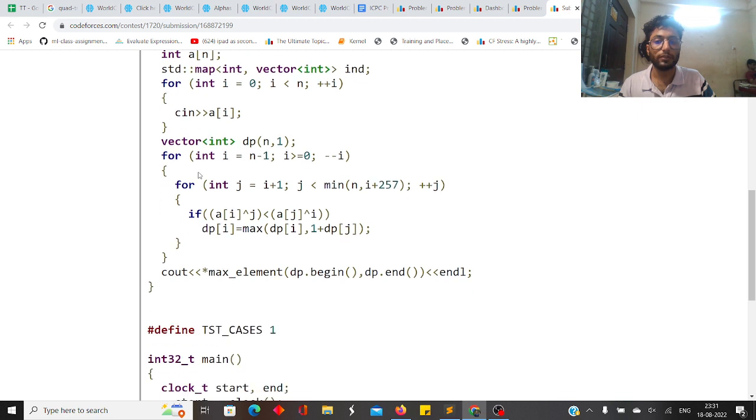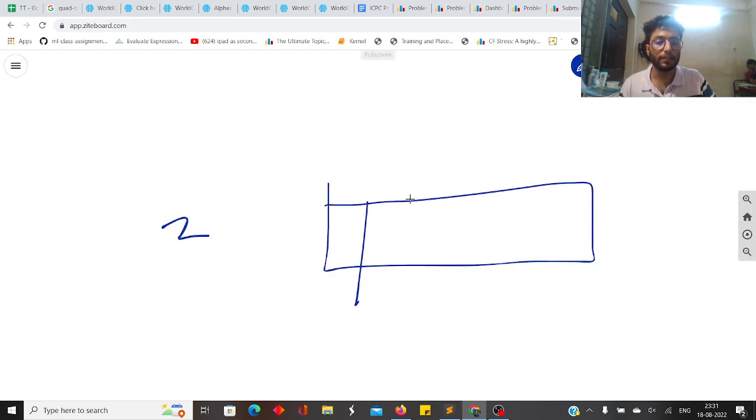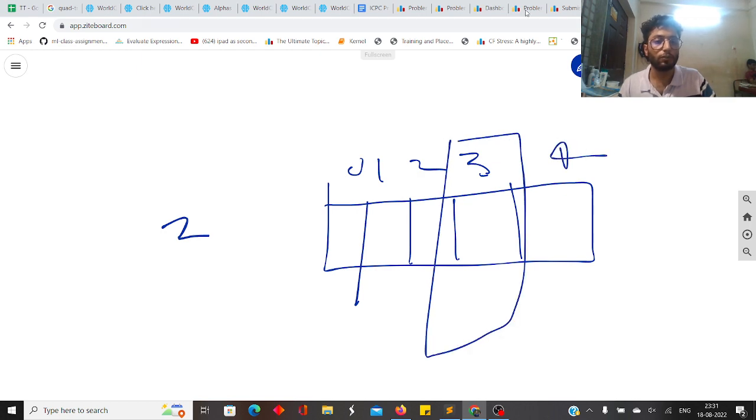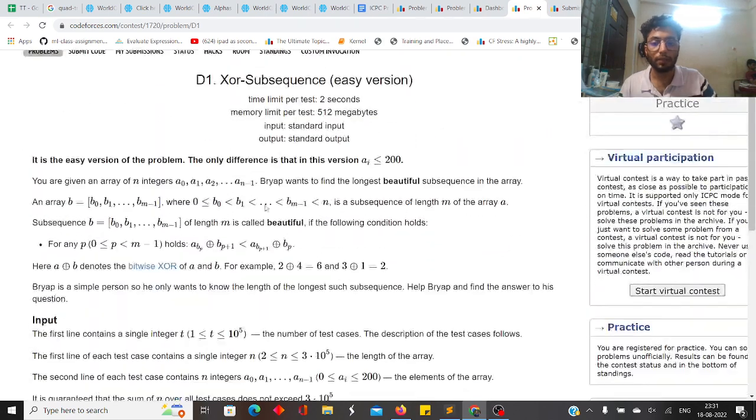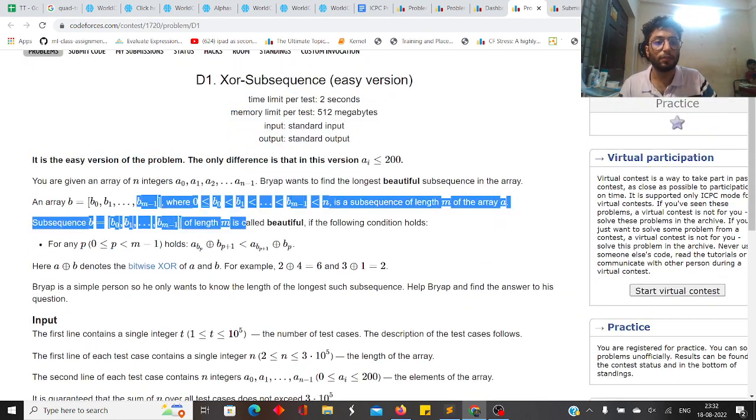Initially, I take my input array and create a DP vector and initialize it with 1, because you can always take the last element; for the last element you need not pair it with anything. So the minimum length of any subsequence, let me clear this up, for indices 0 1 2 3 4, you can choose any subsequence of length 1. That would also always be a beautiful array, because you need not pair it up with anything else.